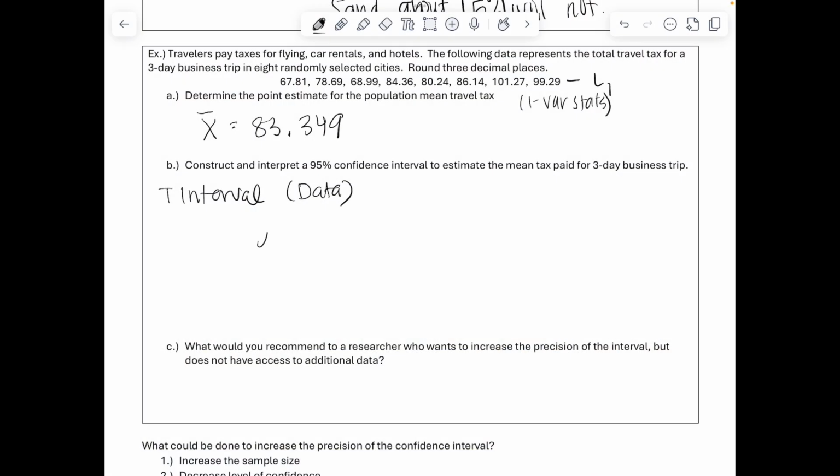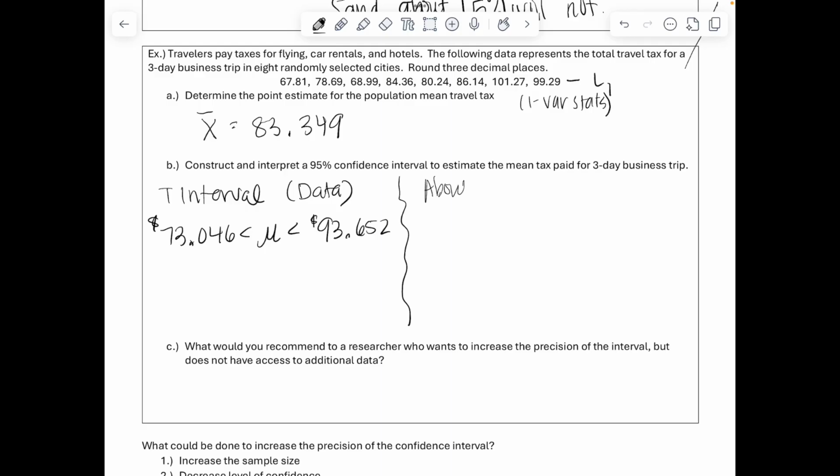And then from the graphing calculator, we know that the mean is going to be in between those two values. Our lower bound is going to be 73.046, in dollars, and our upper bound is going to be 93.652. So again, we do need to interpret our confidence intervals.